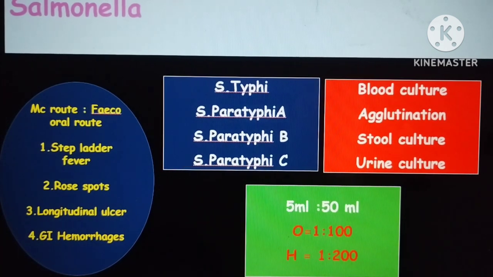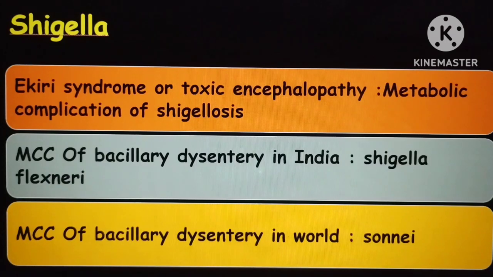So next, Shigella. You want to remember this point again. The most common cause of bacillary dysentery in India is Flexneri, whereas in the world it is Sonnei. And hemolytic uremic syndrome is a complication of Shigella.